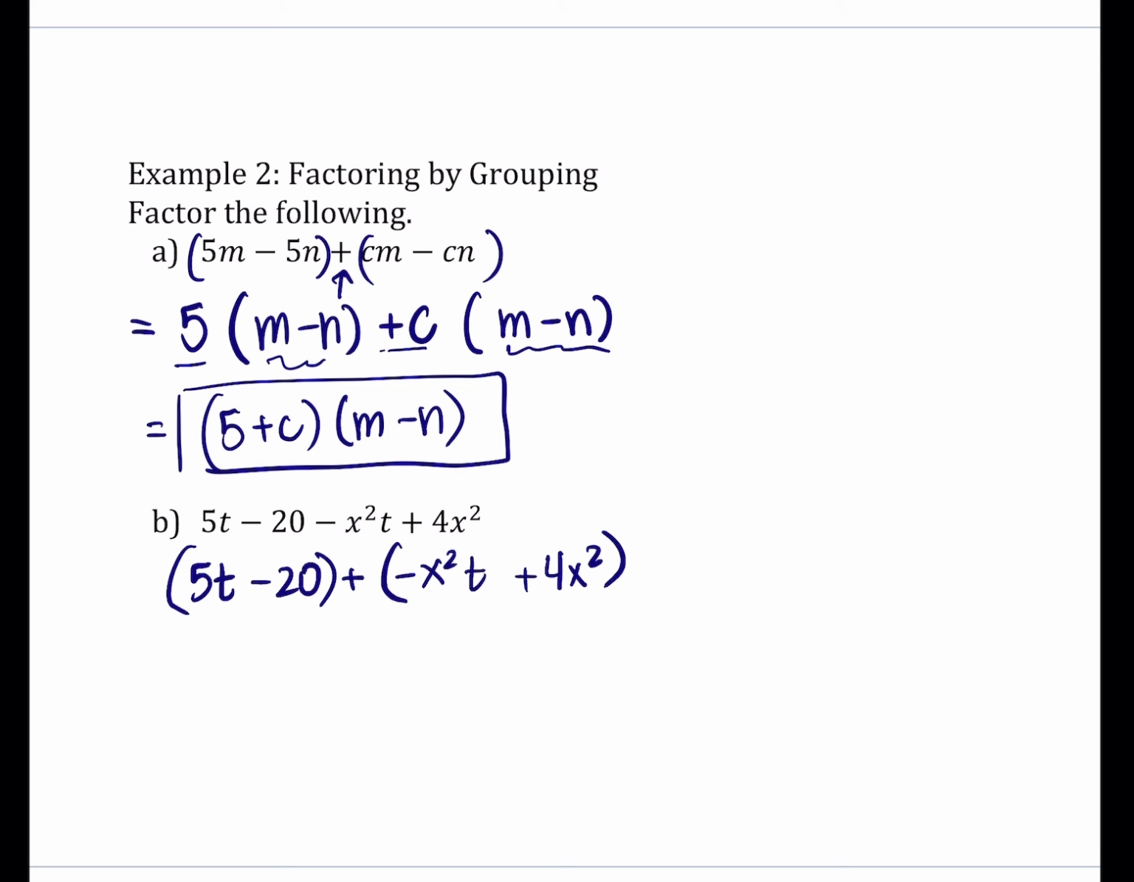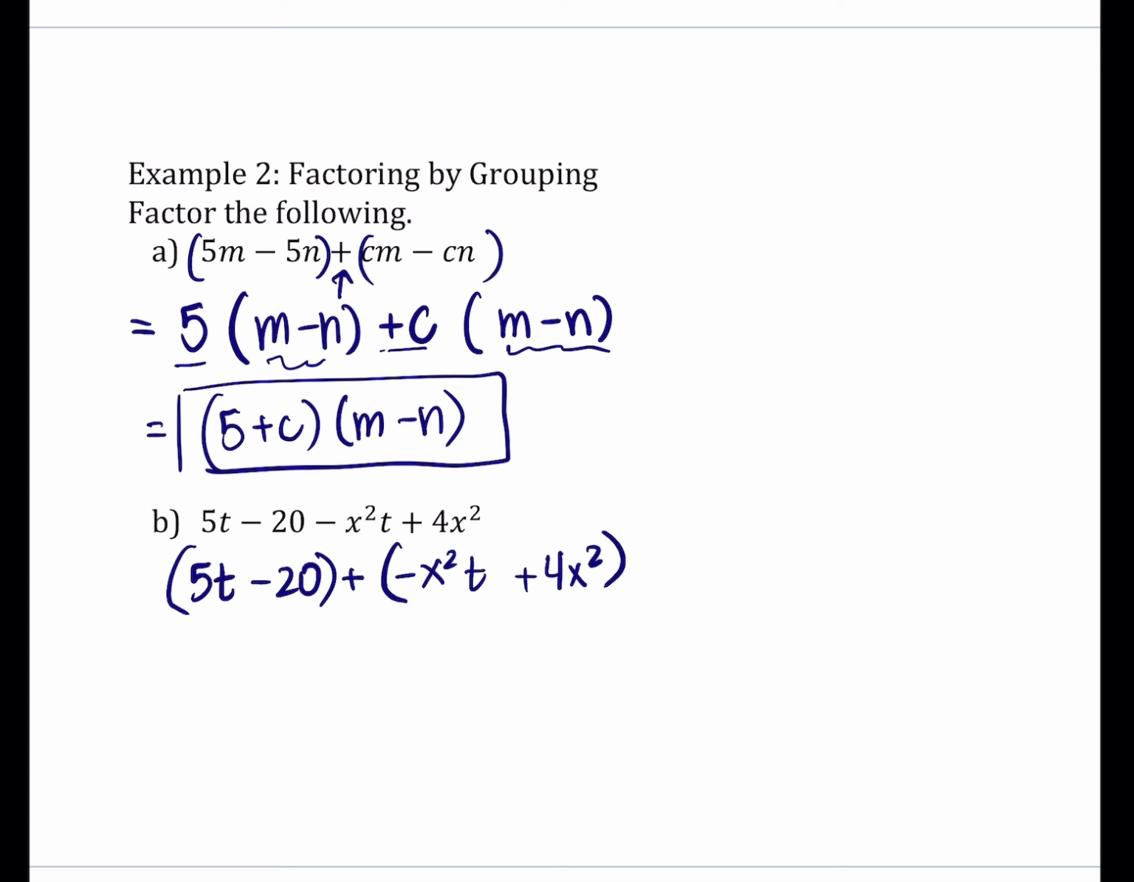5 minus x squared times t minus 4. Factoring by grouping. Moving on to the next example. Let's look right now at how to find the product of two binomials.